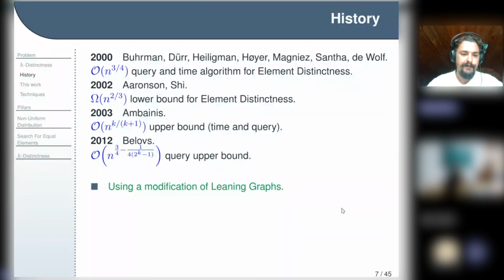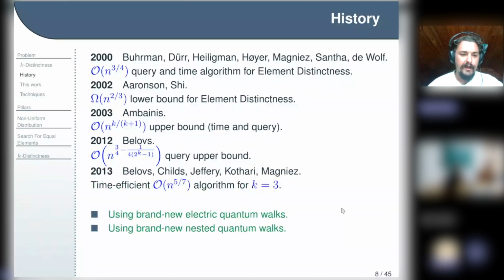It also used a modification of learning graphs, which is a special case of electric quantum walks. That was not the first application, but the second application, and it was also a modification thereof. The next year there was a time-efficient algorithm which gives exactly the same complexity. If you plug in that expression k equal to 3, you get 5/7.